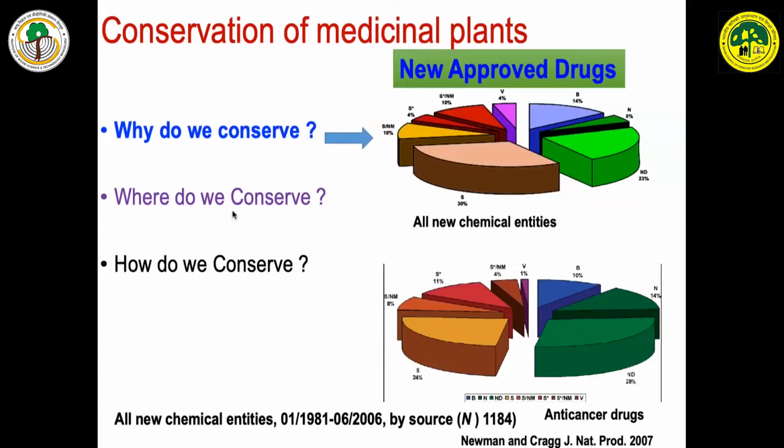To give one example, anti-cancer drugs come largely from plant resources. 75% of the drugs come directly from plant sources, and another 25% come from modification of that 75%. More or less, we are completely dependent on plant sources. So we need to understand their chemistry and their plant sources, and we need to conserve them. Once the identification happens, there will be extensive harvesting of those plants, and then there is a threat of extinction. So next, where do we conserve and how do we conserve.